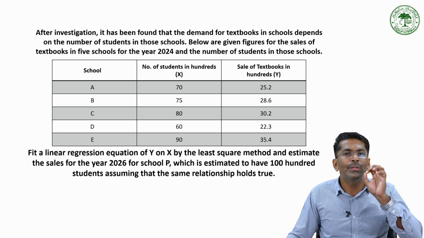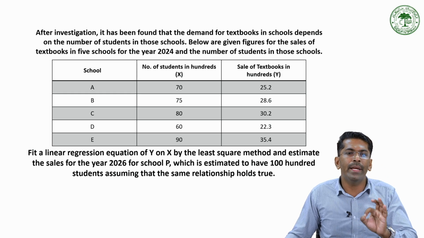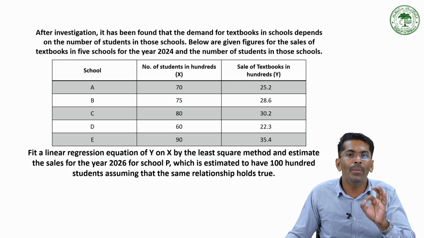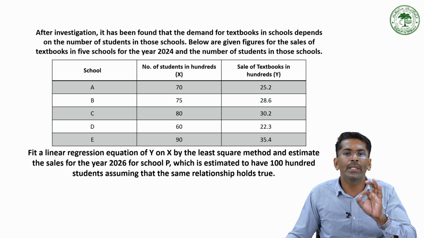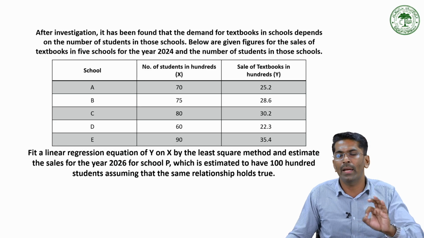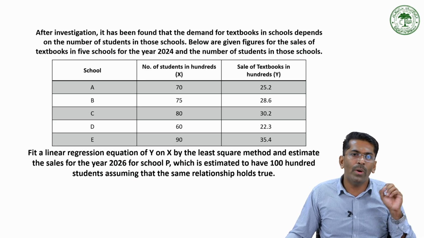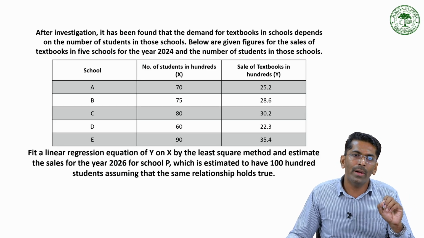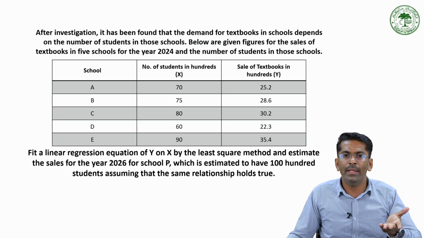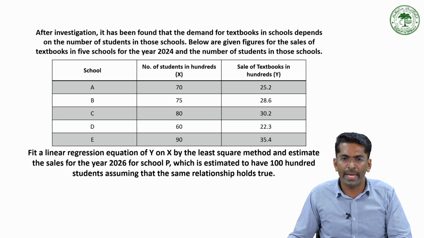We also want to predict the sales in the year 2026 of school P, based upon the given value of x, that is 100 students, assuming that the same relationship is true. So first we want to calculate the regression equation y on x, then we will go for estimating the value of y given the value of x as well.